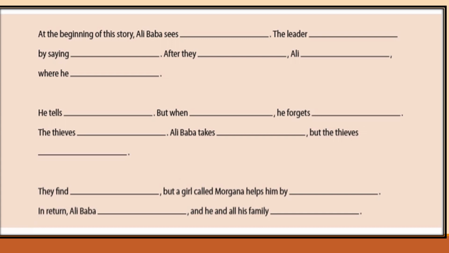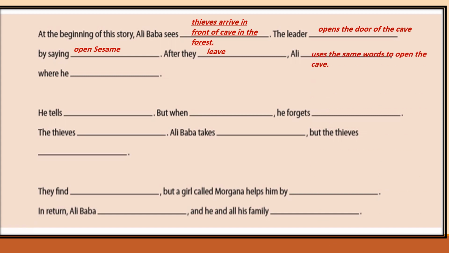At the beginning of this story, Ali Baba sees thieves arrive in front of a cave in the forest. The leader opens the door of the cave by saying open sesame. After they leave, Ali uses the same words to open the cave.